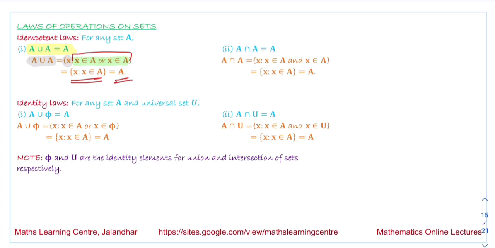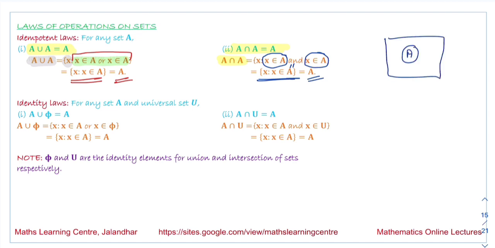The second part of this law is A intersection A, that is equal to A. A intersection A means that x belongs to A and x belongs to A. Again, this is equivalent to x belongs to A, and the answer we obtain is equal to A. You can also see this from the set A: the union of this set with itself will be A, and the intersection of this set with itself will be equal to A.